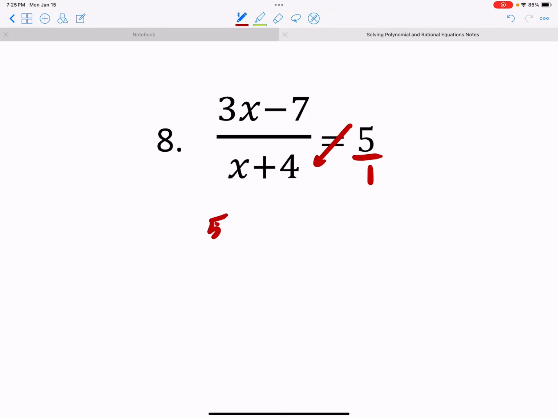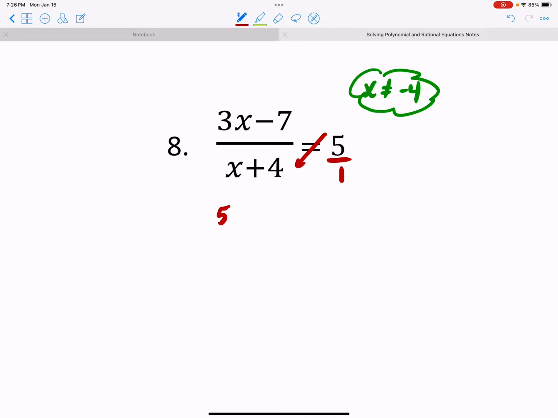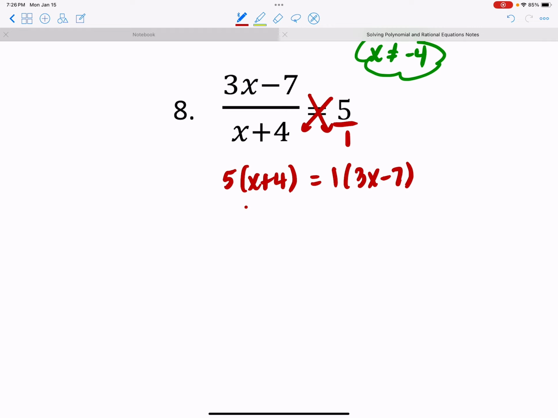So before I get ahead of myself, one restricted value in this one: x cannot equal -4. That would make this denominator equal 0, so let's keep that on the back burner. x can't be -4, but let's cross multiply to figure out what it can be. So 5 has to distribute to the x plus 4, and then multiplying by 1, not going to change the 3x minus 7, but just so you see it. So I have a 5x plus 20 on this side, I have a 3x minus 7 on this side.